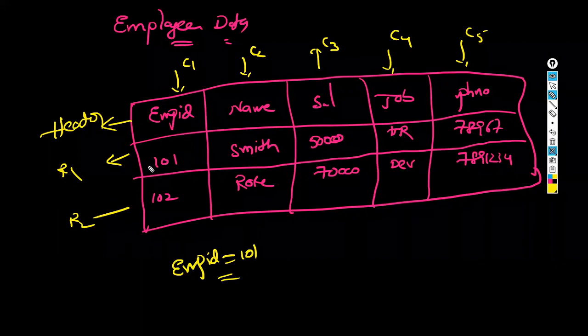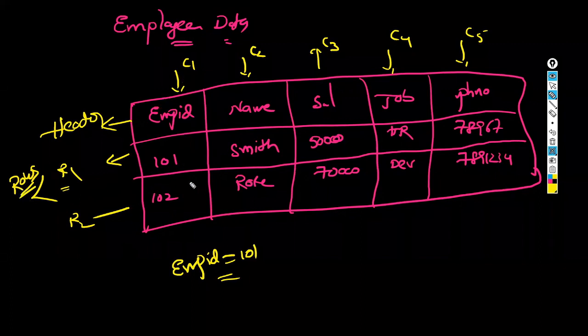You can see the rows always indicate the record, the complete record. That means the complete information of a particular employee ID. For example, if you want to get the complete information of a particular employee, then which one do we need to pick? Rows. That means the rows contain your data.